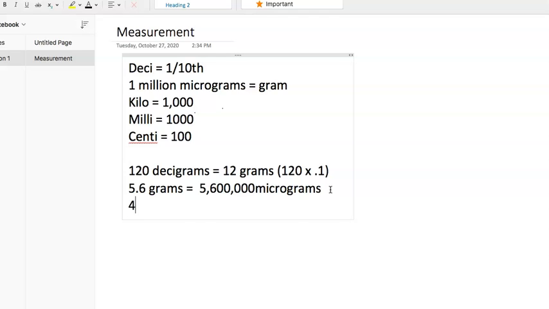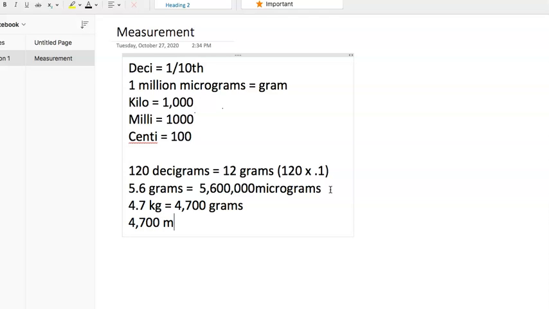We'll go through an example of each of these. 4.7 kilograms. How many grams is that? Remembering kilo was 1,000, all we do there is 4.7 times 1,000: 4,700 grams in 4.7 kilograms.